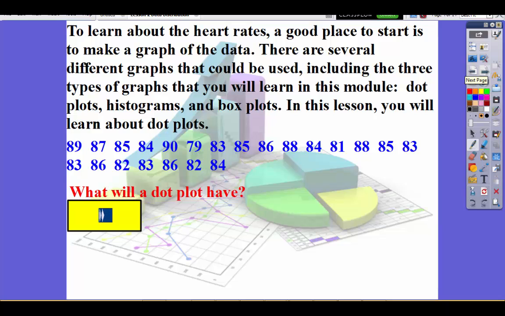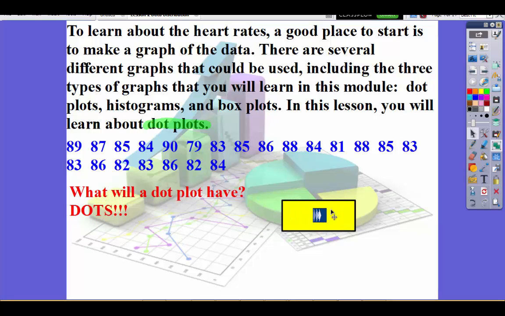To learn about the heart rates, a good place to start is to make a graph of the data. There are several different graphs that could be used, including the 3 types of graphs that you'll learn about in this unit or module. Dot plots, histograms, and box plots. In this lesson, we're going to learn about dot plots. So here we have our data again, and let's think, I'm going to make a dot plot. What do you think a dot plot will have? Well, hopefully you realized it's probably going to have dots since that's in its name.